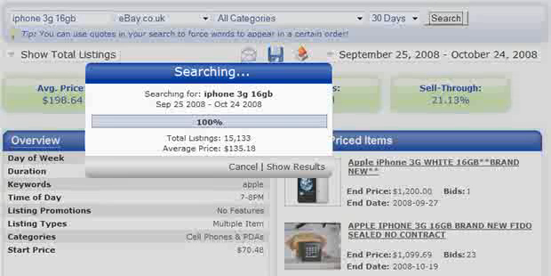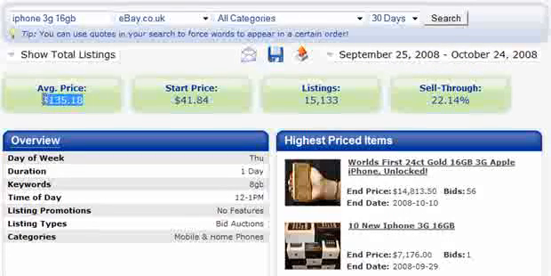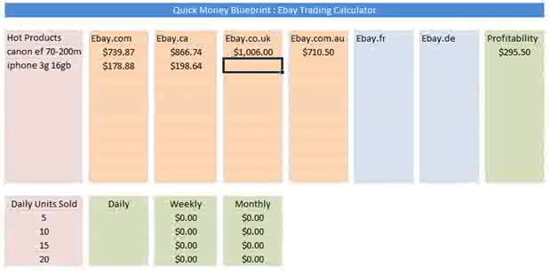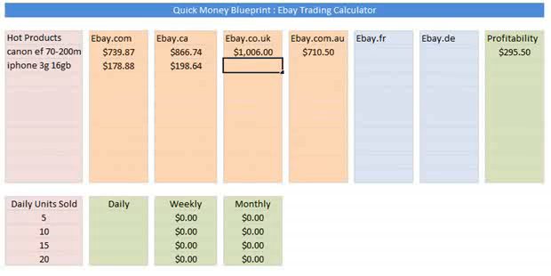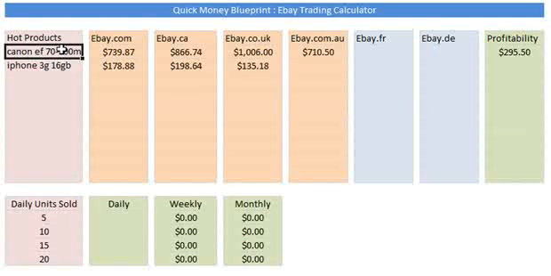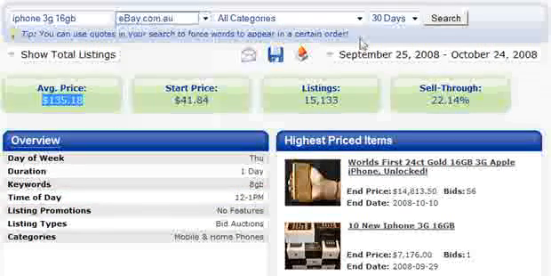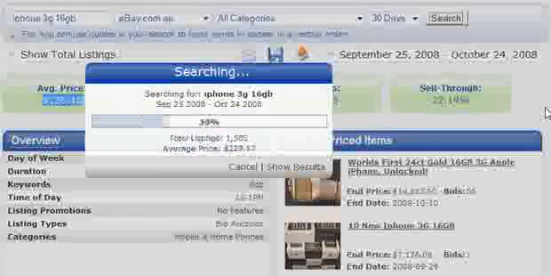But if you want to follow the Quick Money Blueprint exactly how I'm doing it, you want to follow the hot products, because it's going to save you so much more time. When there's a product on the hot product list, you can sell a lot of units per day, like 5, 10, 15, 20 units a day. If you're picking just a doll or something that isn't really hot on eBay, you're probably not going to sell very many. So let's go to eBay in Australia.